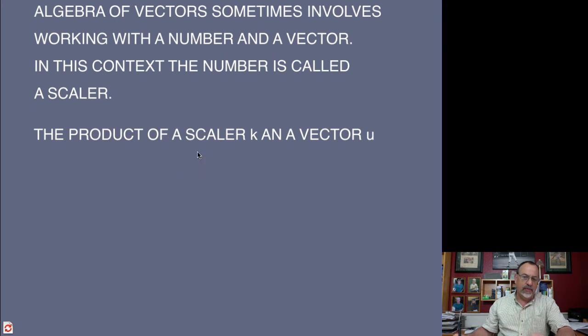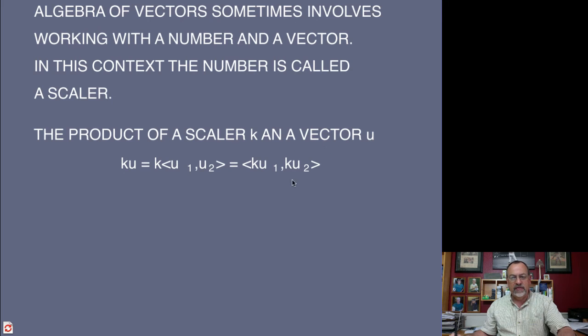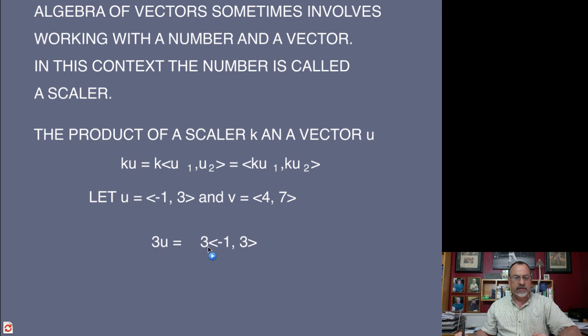So if you take the product of a scalar k and a vector u, you're simply going to multiply the k, the scalar number, times the a component, and the scalar number times the b component to give you the vector. So if you're given these two vectors, u is the vector -1, 3, v is the vector 4, 7, and what would be 3 times u, or a scalar 3 multiplied times the vector u? That would simply be 3 multiplied by each component, so 3 times -1 is -3, 3 times 3 is 9.